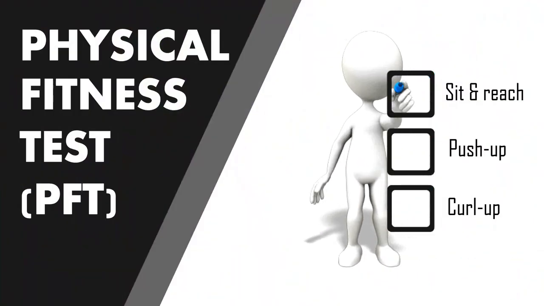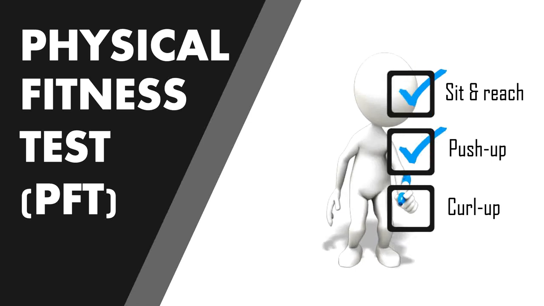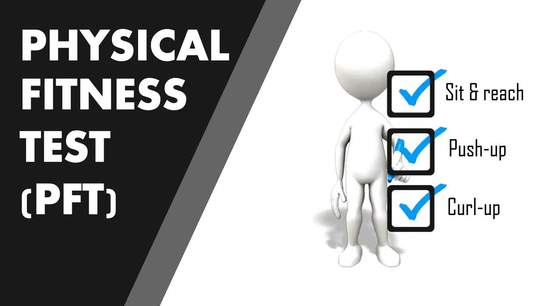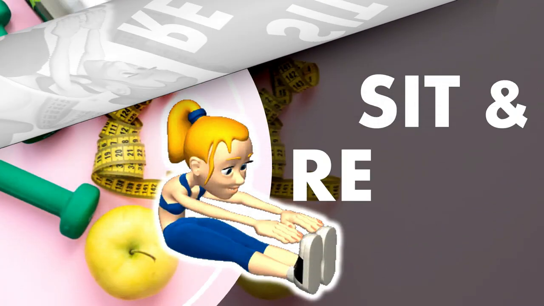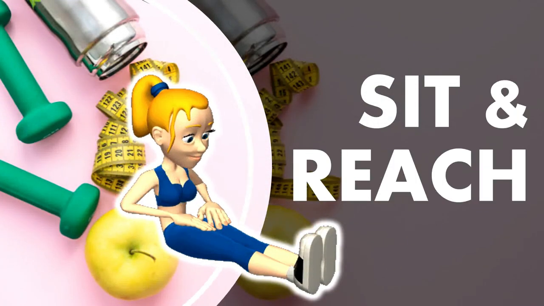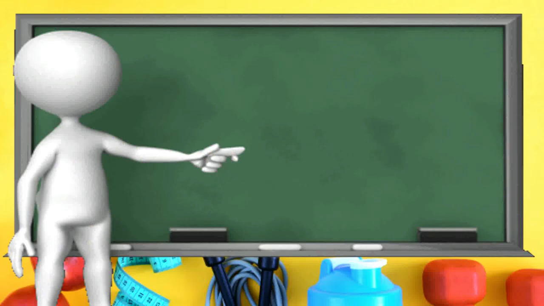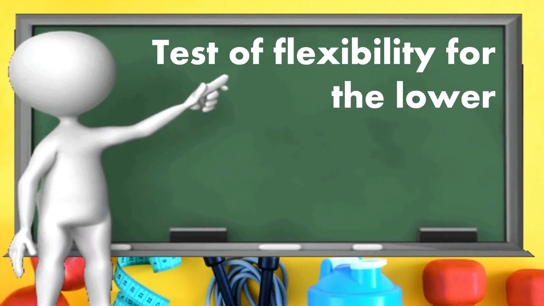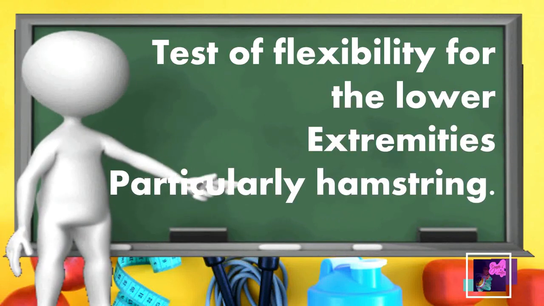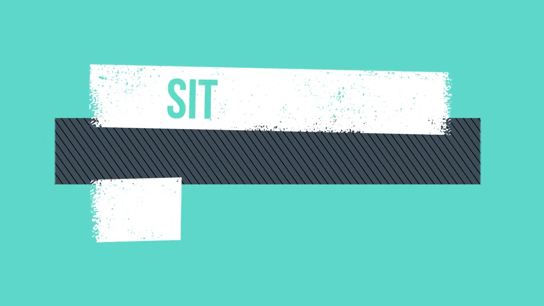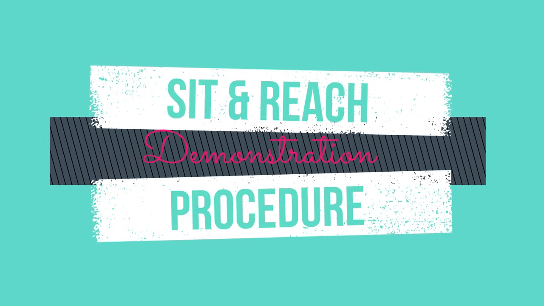PFT includes a lot of different physical fitness tests. And let's start with our fitness. Number one, sit and reach. Sit and reach is a test of flexibility for the lower extremities, particularly hamstring. And here's how to perform the sit and reach.